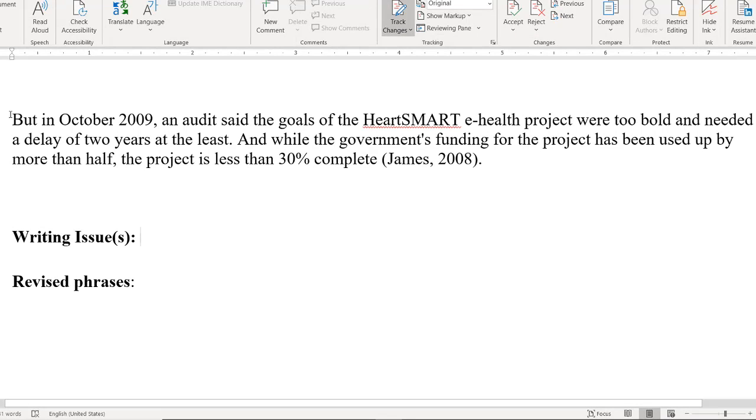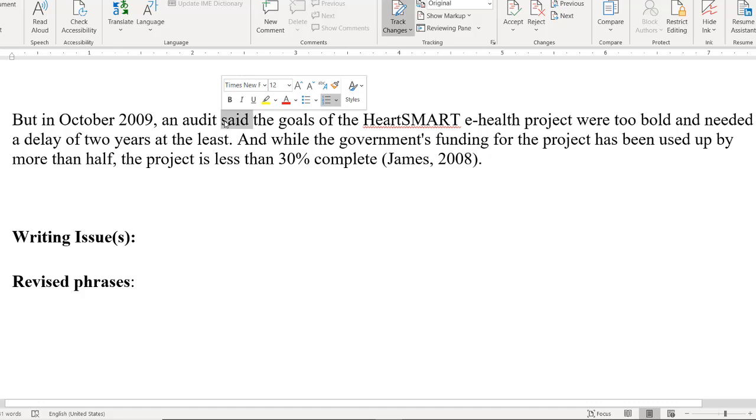Okay, let's just go kind of phrase by phrase, because I think that's the best way to edit too, to see if there's any local spelling issues or grammar issues that need to be fixed. And then when you read the whole sentence, you can see the context and see if there's a way to make the sentence better. So what do you think of this first phrase, first sentence? But in October 2009, how can we make this even better? Generally, I think "however" would be better. However, in October 2009, an audit said that the goals of the Heart Smart eHealth project.